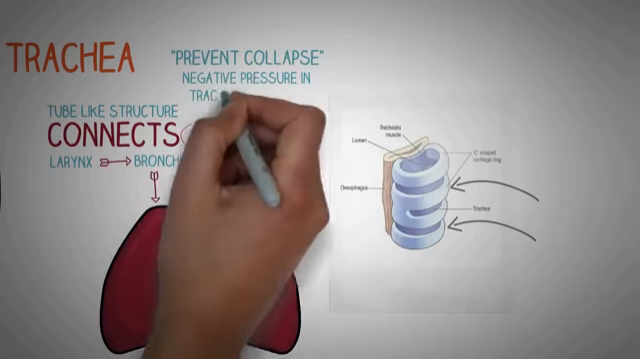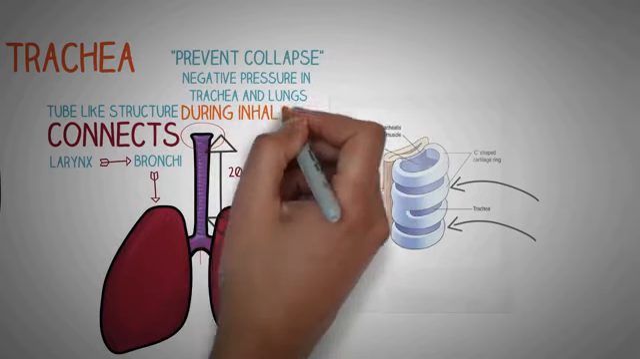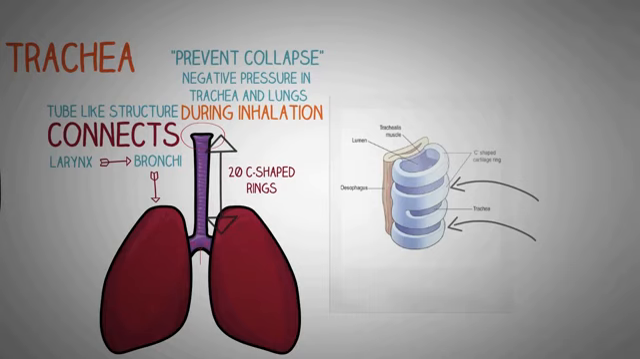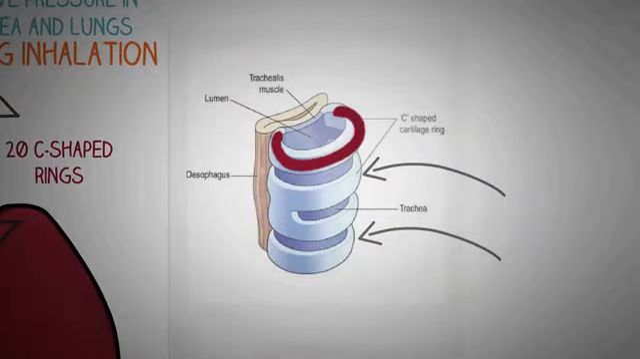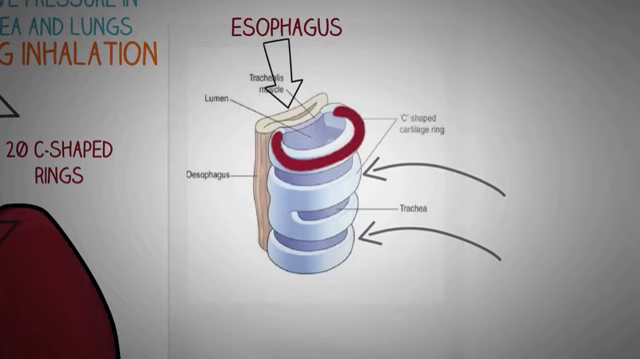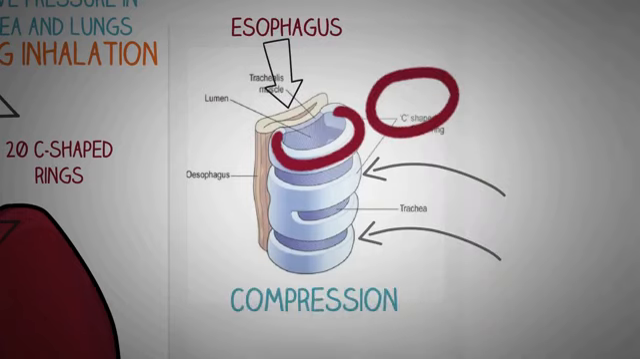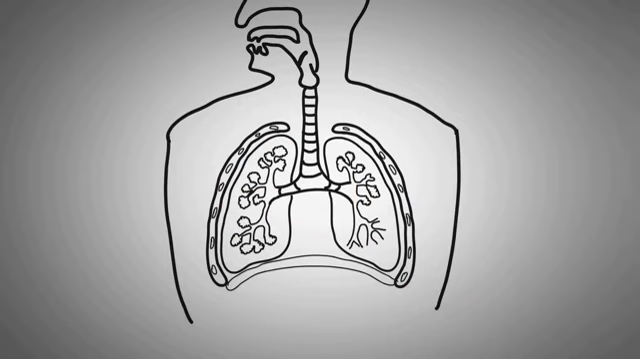These cartilages basically prevent the collapse of the trachea because there is a negative pressure in the trachea as well as the lungs during inhalation. If you see closely, these tracheal rings are basically C-shaped. These are not completely circular because the esophagus lies behind the trachea, and if these rings were circular, they would have compressed the esophagus during swallowing, and this could have led to choking. The trachea then divides into the primary bronchi.